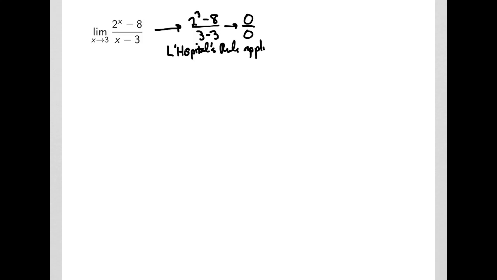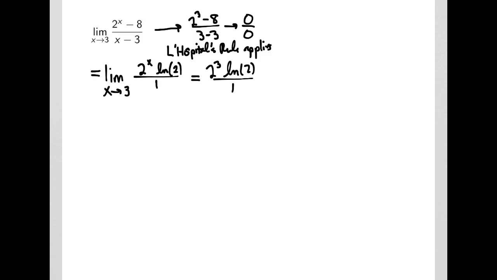applies. And I can rewrite this limit as a new limit as x goes to 3, where I take derivatives of the top and the bottom. 2 to the x is an exponential, but it's not base e, so I have to remember the logarithm of 2. And the derivative of 8 is 0, so I don't have that term. In the denominator, I have just a 1. Now if I plug in 3, there's not going to be any issues. The answer will be 2 cubed times the natural log of 2 over 1. So that's 8 natural log of 2.